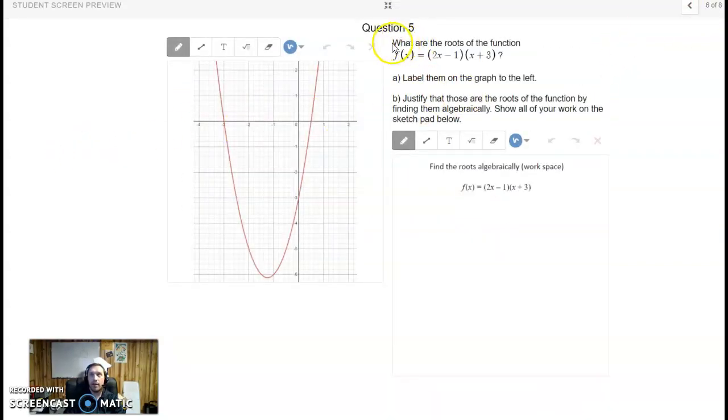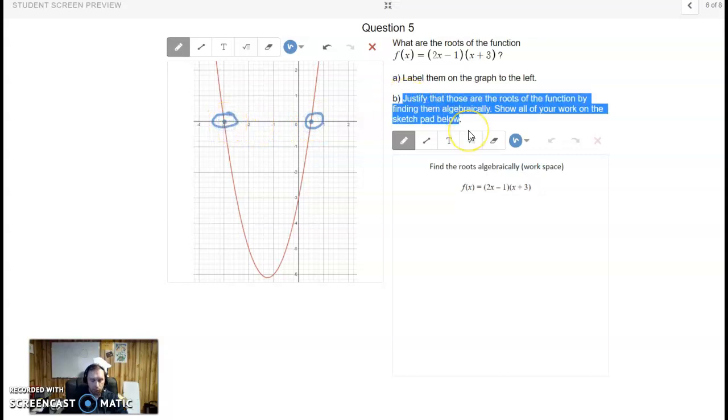Here we have this question right here. What are the roots of this function? And so you can see on the graph, we could identify the roots, but it says let's label them on the graph. So here we go. We labeled them. But then we got to justify it by doing it algebraically.